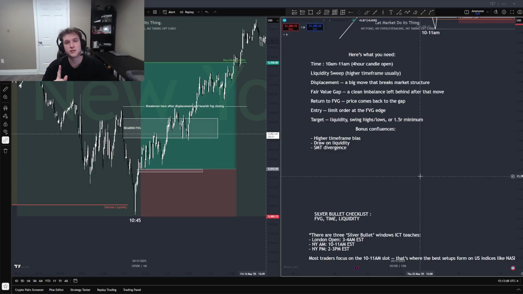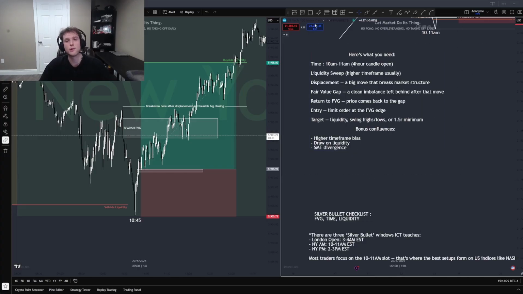The thing I will say that I have noticed for myself is that the higher the time frame of the low, the higher the fair value gap you'll be looking for. So let's say you're sweeping a 4-hour low, a 5-minute fair value gap might be what you're looking for. Whereas if you're sweeping a 5-minute low or a 15-minute low, a 1-minute fair value gap will do the trick.